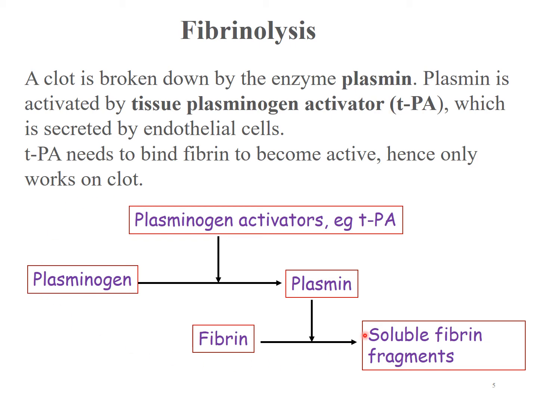So here is a summary of the process. To convert plasminogen into plasmin, we will need the activator TPA that's secreted by the endothelial cells. And for TPA to be active, it will also have to bind onto fibrin. With the activated plasmin enzyme, we can then break down the insoluble fibrin into soluble fibrin fragments.